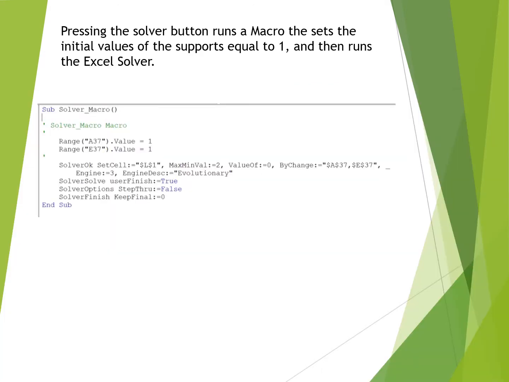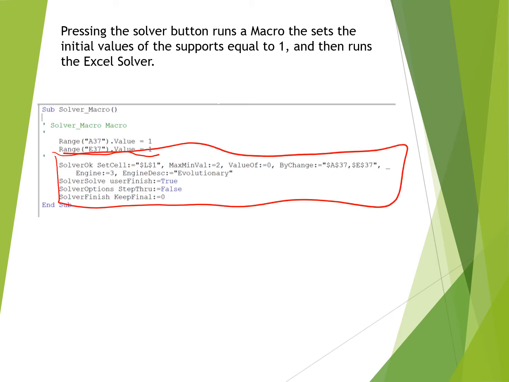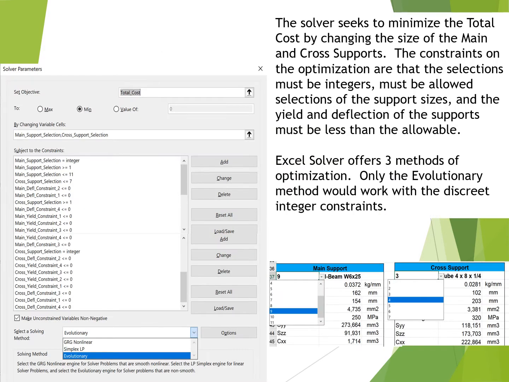Pressing the solve button runs a macro that first sets both the selections to 1, the smallest possible value, and then runs the solver that has been preset up inside of Excel. Here is a snapshot of the solver workbox. The solver attempts to minimize the total cost by changing the size of the cross support and main support.